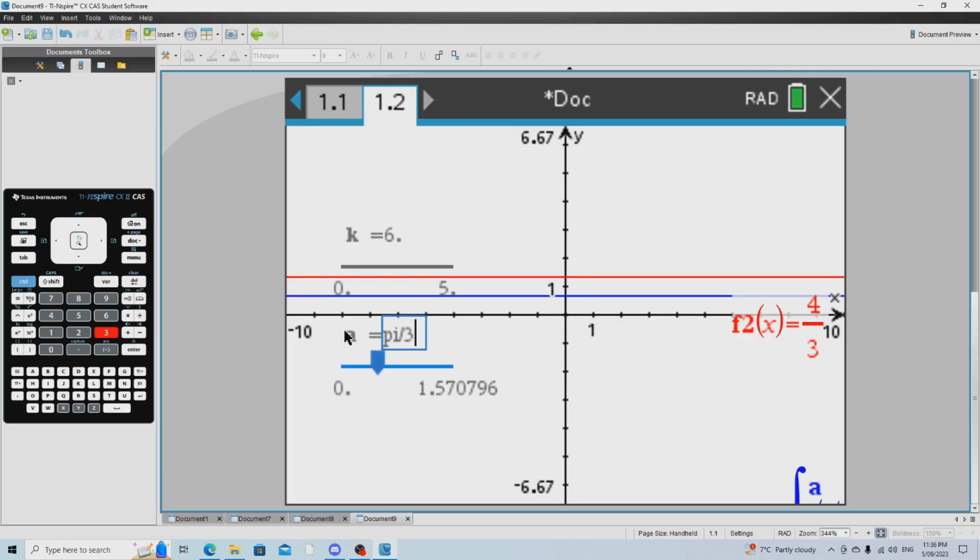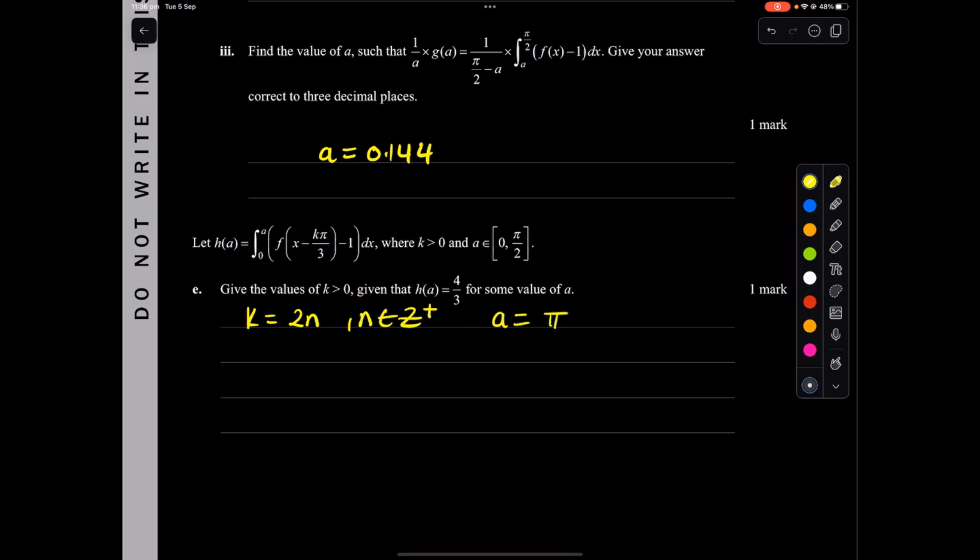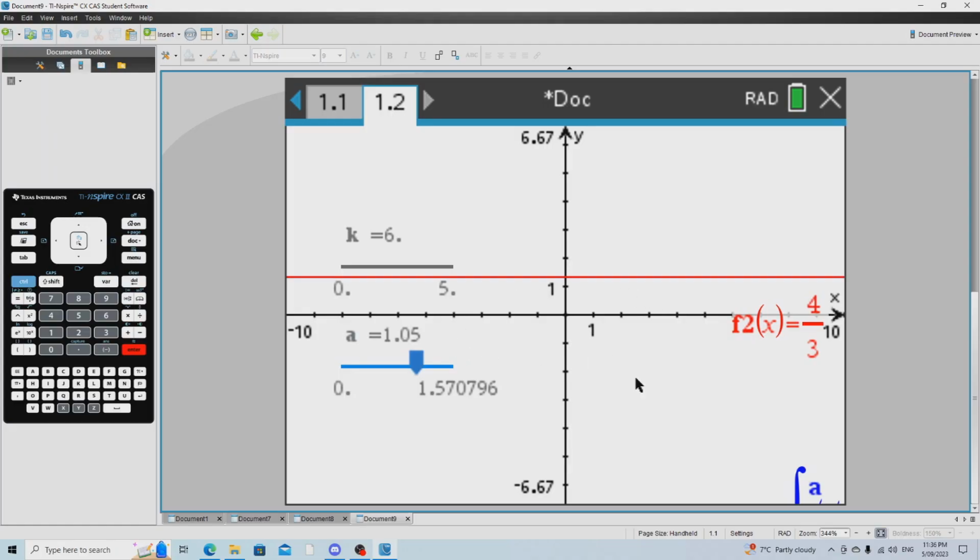because we know that from the other one, pi on 3 was our a value that gave us the maximum value of g. So now they intersect. So pi on 3 is pretty much the a value that gives the value of 4 over 3, like it intersects it. So for some value of a, let's say a is pi on 3 in this case. So when a is pi on 3, k equals 2n, where n is an element of the integers. I hope that's right. I don't think it is. It's a hard question, I'm not lying.